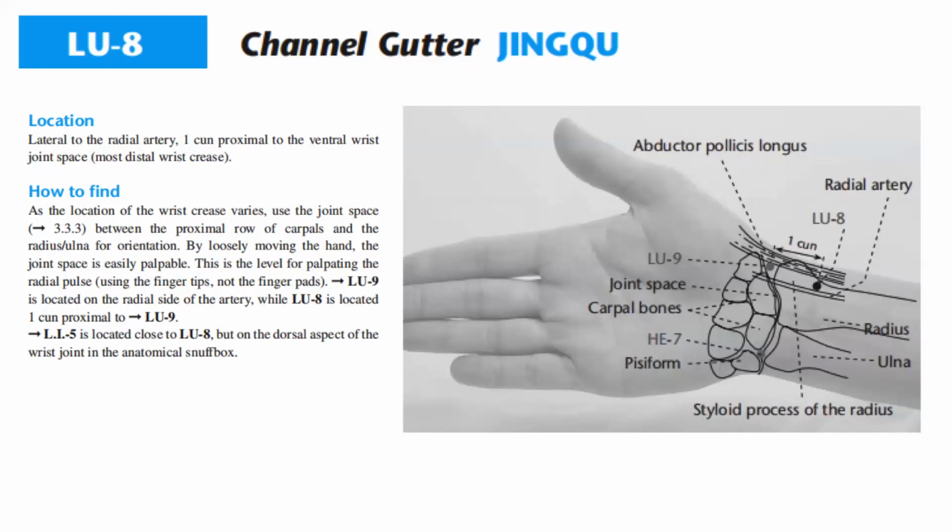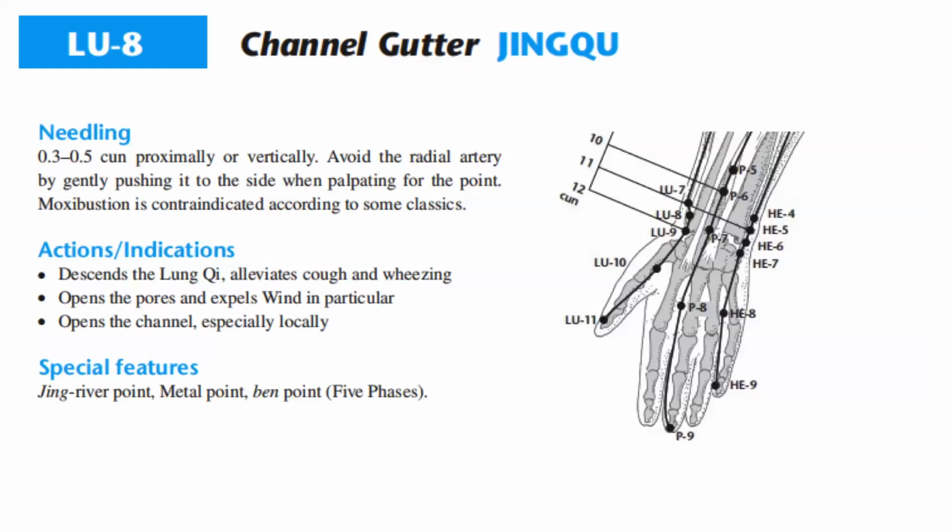Lung 9 is located on the radial side of the artery, while Lung 8 is located 1 cun proximal to Lung 9. LI5 is located close to Lung 8, but on the dorsal aspect of the wrist joint in the anatomical snuff box. Needling: 0.3 to 0.5 cun proximally or vertically. Avoid the radial artery by gently pushing it to the side when palpating for the point. Moxibustion is contraindicated according to some classics.